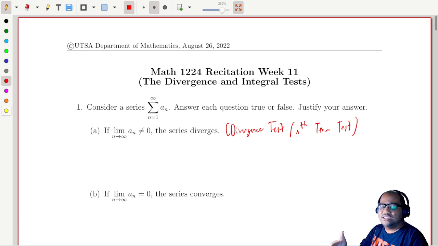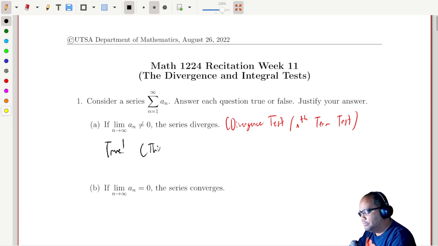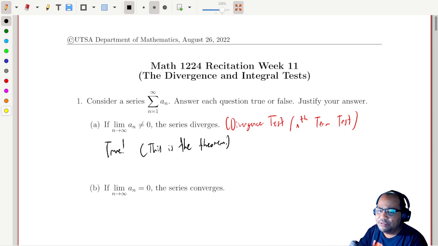Now, it says that if the limit of your sequence, the limit of the summand, does not go to zero, the series diverges. And that, folks, is true. This is a statement of the theorem. So, if we have a gut feeling that our series diverges, we just go ahead and take the limit of the summands. And basically this says if the limit is not zero, well, we're done. The series diverges.